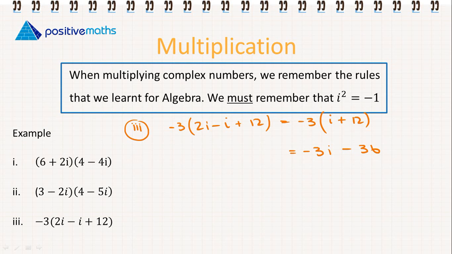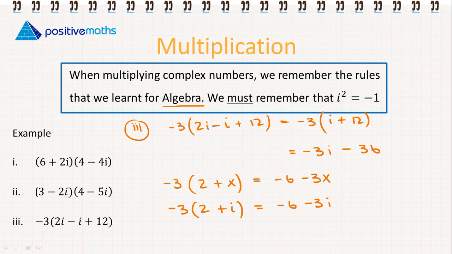So again, when multiplying our complex numbers, we remember the rules that we learned for algebra. We must remember that i squared is equal to minus 1. So the rule here that we learned for algebra is that if we have minus 3 multiplied by 2 plus x, we know that we multiply the number by every term inside. So that will be minus 6 minus 3x. So similarly, if we have minus 3 by 2 plus i, that's going to be minus 6 minus 3i.